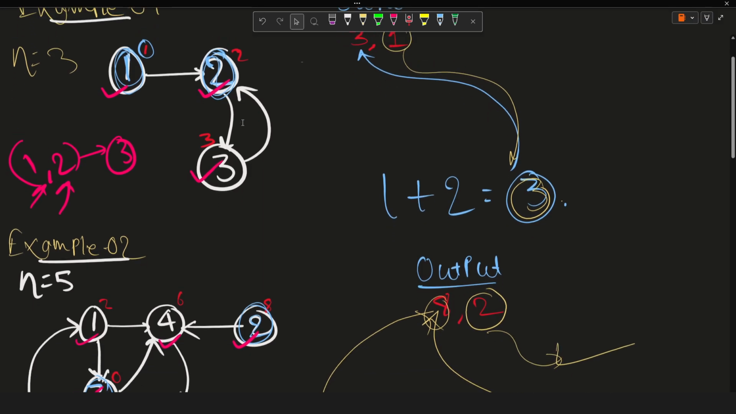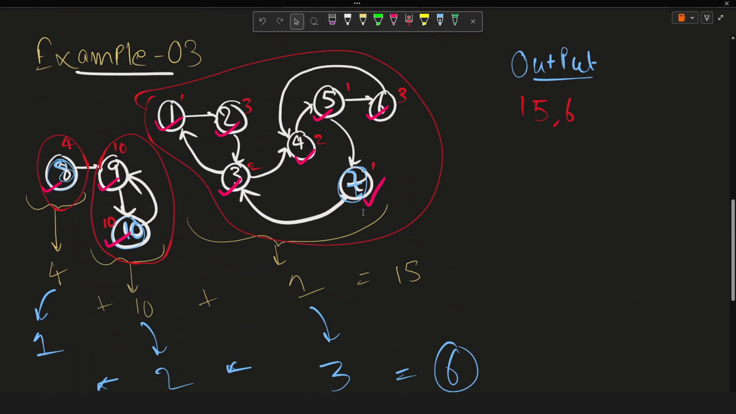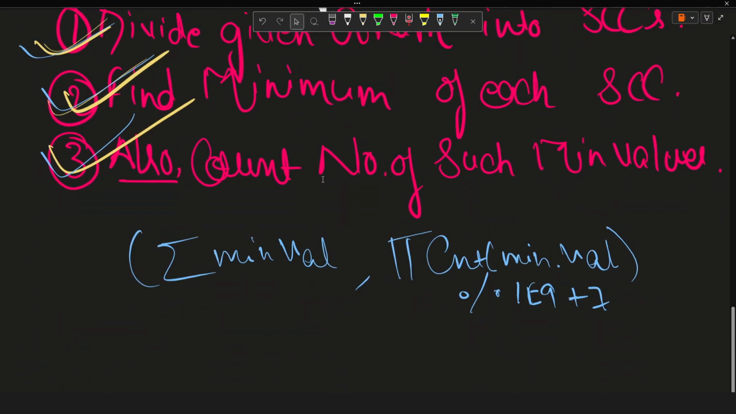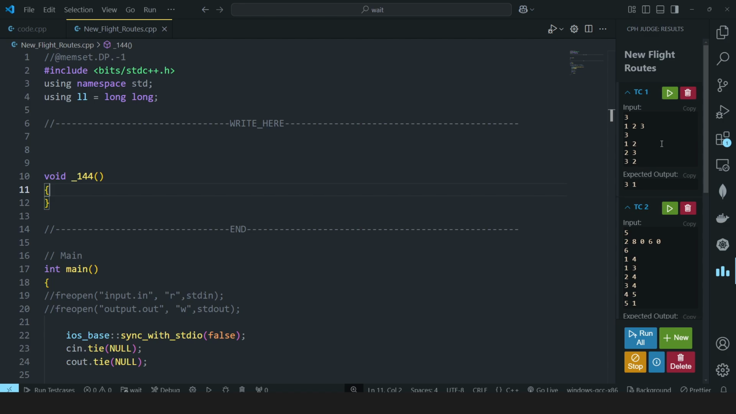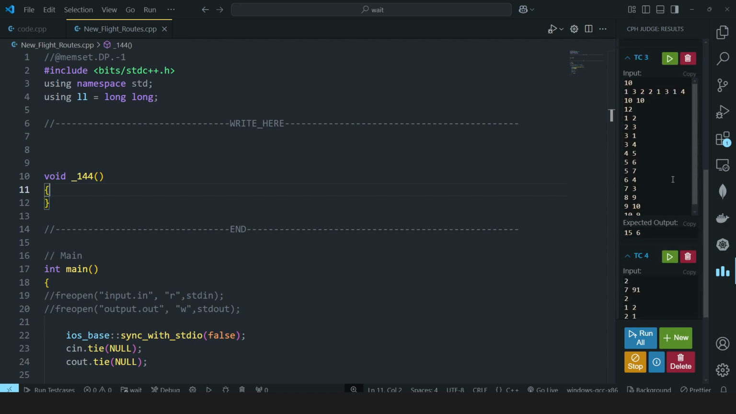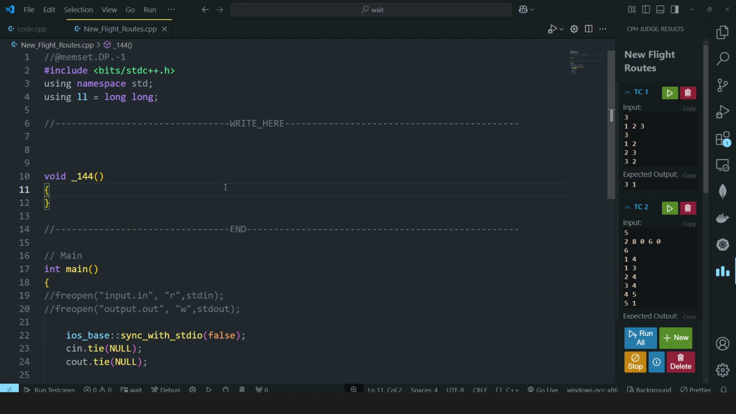So I hope you understood these 3 examples very clearly, and I tried my best to explain the examples with the visuals. Let us now go to the code editor and code it up. So these are my given inputs, and the expected outputs are as given. I have taken all the 4 examples of the problem statement. So let me start writing the code for you.